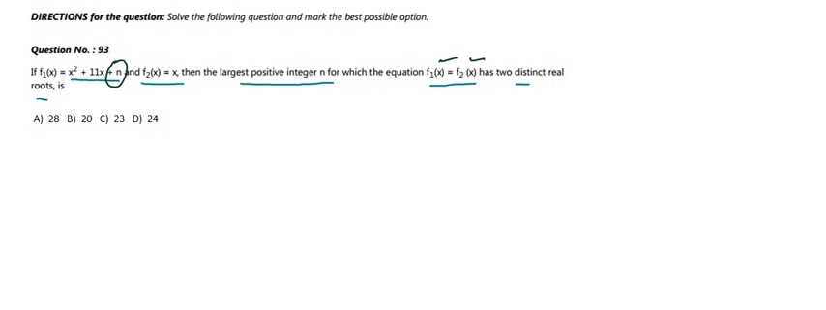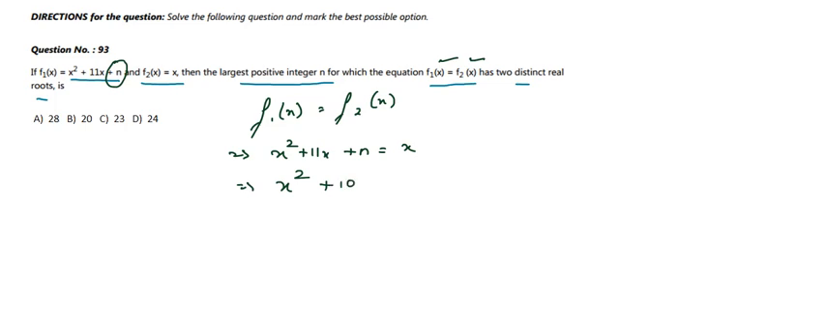Okay, so first let us find our new equation where we have f1(x) equal to f2(x). Therefore here we have x square plus 11x plus n equal to x. So solving this we get x square plus 10x plus n equal to 0. So basically this is our required equation. From this equation we need to find the maximum possible value of n for two distinct real roots.